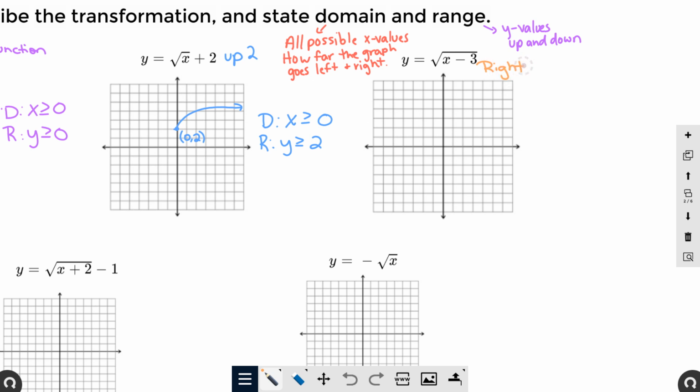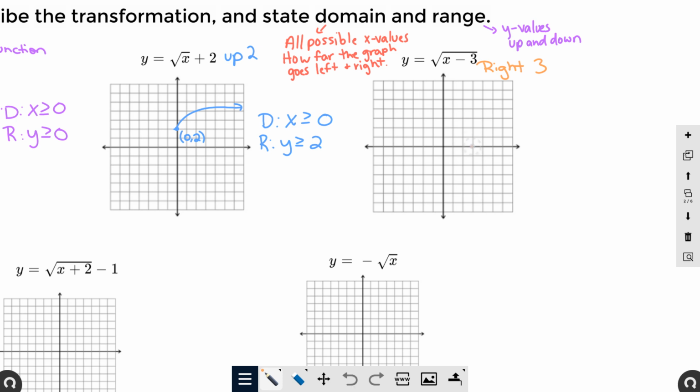Would that be what you would expect it to do with a minus 3? Most of the time we think it's a minus 3, so it should move what way? Left. It moves the opposite when it's with x. So when it's with x, it's going to move left or right, opposite of what you think. And that happens with every type of problem that you have, every type of equation. If it's with x, it moves the opposite direction.